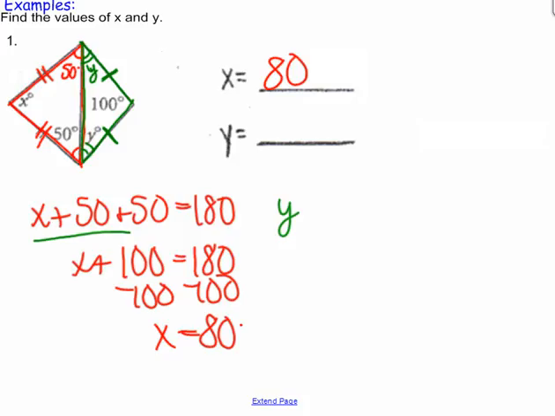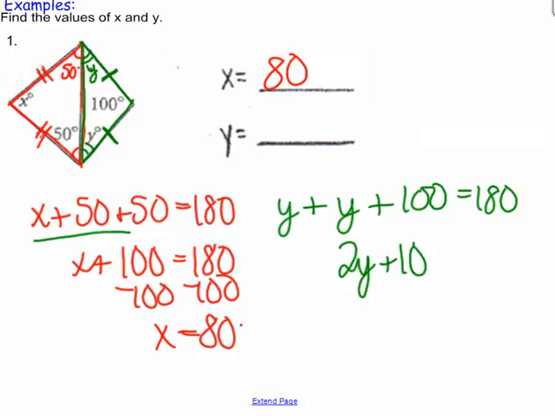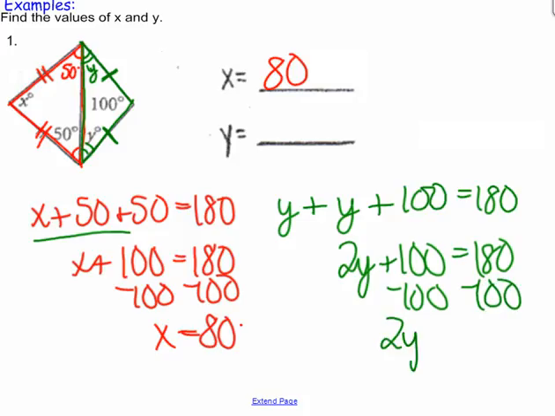So the way I'm going to do that is I'm going to take y plus y plus 100, set it equal to 180, because there's 180 degrees in a triangle. I'm going to combine my like terms first. So 1y plus another y is 2y. I'm going to subtract over my 100. And I'm left with 2y equaling 80. Divide by 2, y is 40.